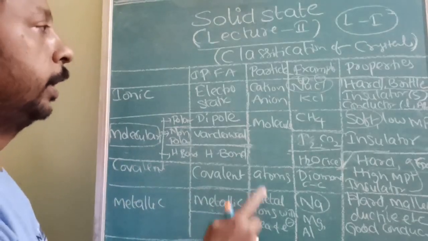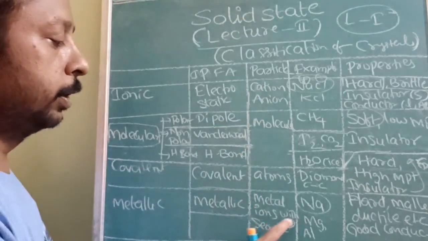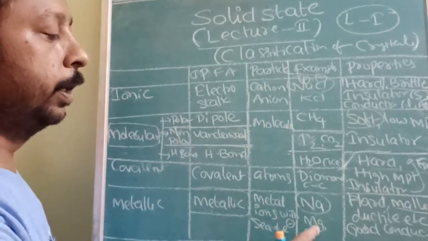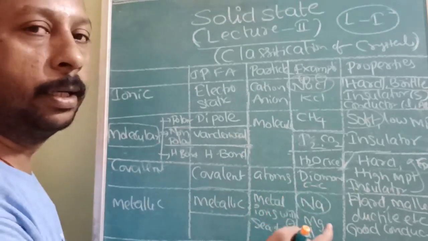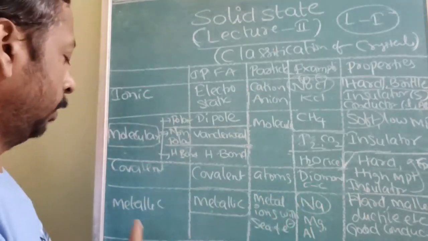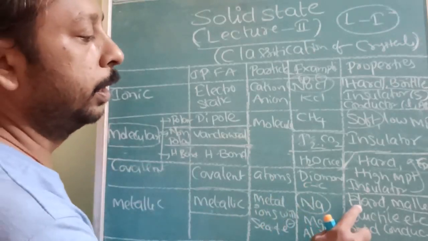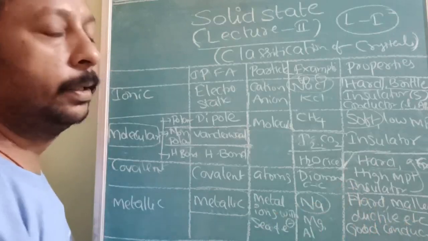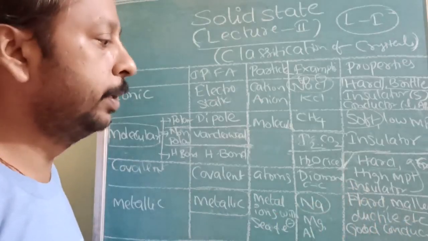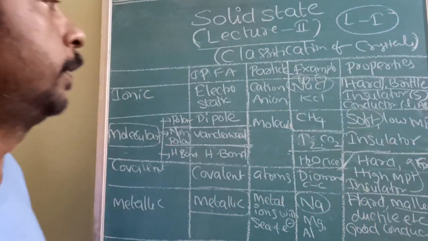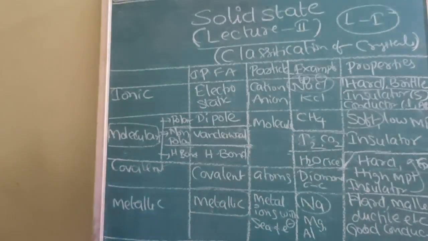Okay. They contain metal ions with a sea of electrons. Sodium, magnesium, aluminium, manganese, iron, cobalt, nickel, these are all examples of metallic crystals. They are hard, malleable, ductile, and good conductors of heat and electricity. Okay, just make a note of it, classification of crystals.